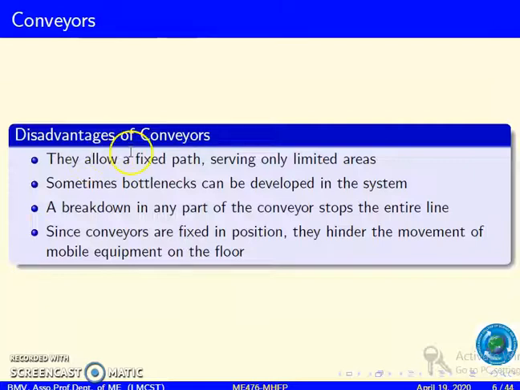And these are the disadvantages of conveyors. They allow a fixed path serving only limited areas. Sometimes bottlenecks can be developed in the system. A breakdown in any part of the conveyor stops the entire line. Since conveyors are fixed in position, they hinder the movement of mobile equipment on the floor.